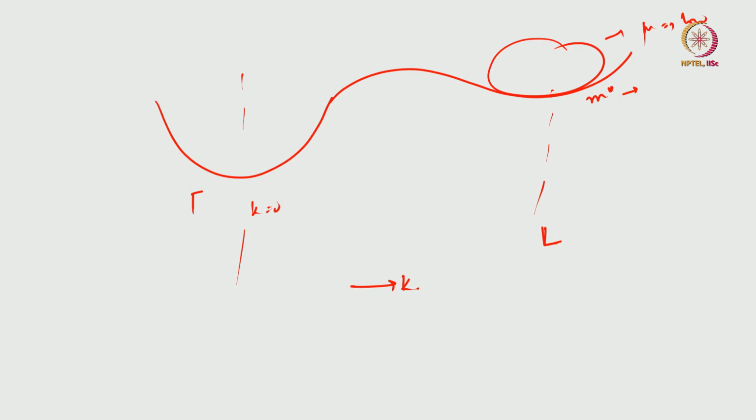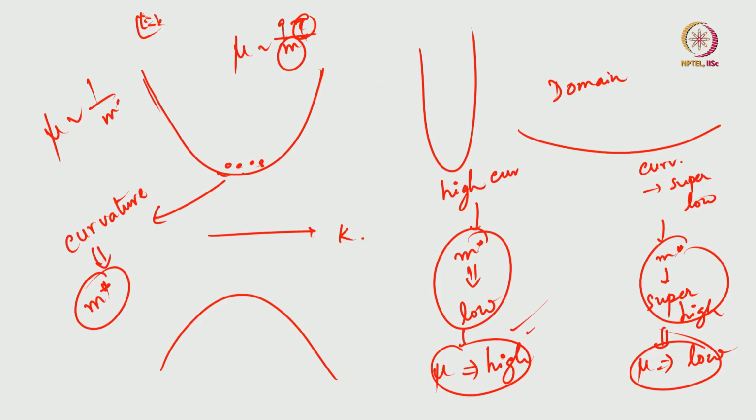So, I had drawn it incorrectly. Essentially what will happen is that you have a valley like that, okay, and if you remember, if you have a very high curvature like that, your mobility will be very high, correct? And if you have a curvature which is very low, then your effective mass will be very high, and that is why your mobility will be very low.